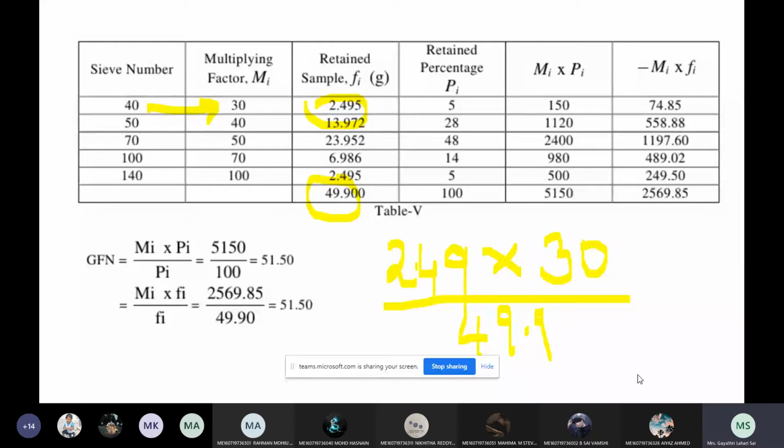That GFN is the grain fineness number. It is a qualitative indication of the grain distribution of the sand. Then the formula is given there: GFN is equal to ΣMi·Fi by ΣFi. And then I had said that based on the GFN number, different materials need different numbers, so that type of sand is only suitable for that material, right?